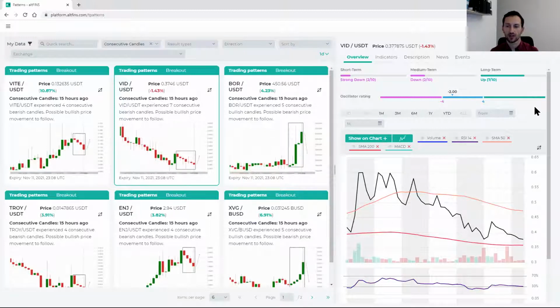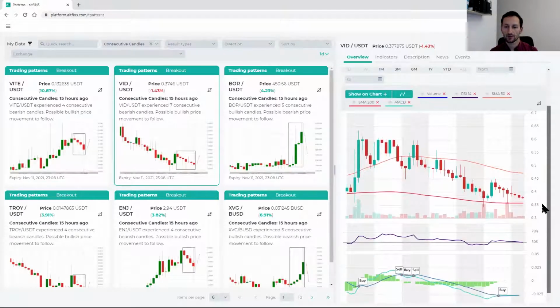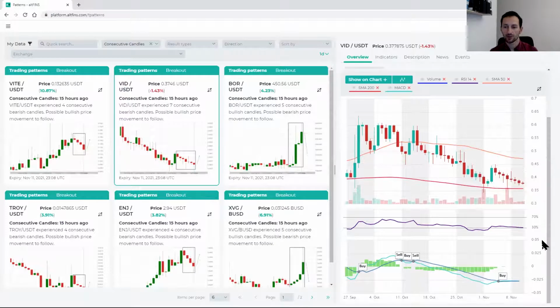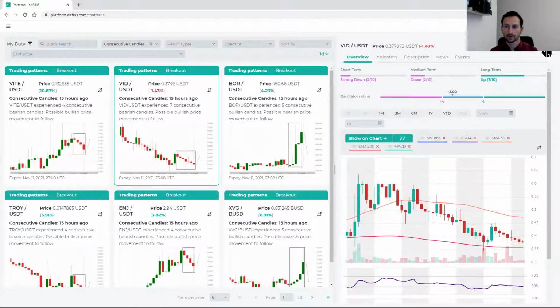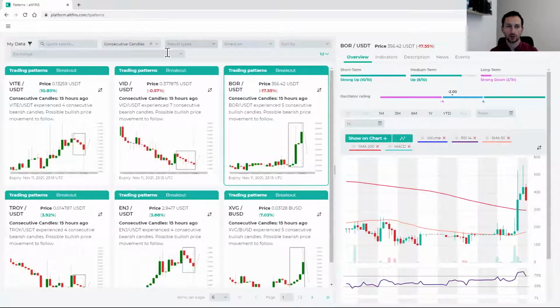In the long term, it's up. So this could be a bit risky. But what I like about this, for example, is that not only have we had multiple down days, but we're also approaching the 200-day moving average, which typically acts as a solid dynamic support level. So these consecutive candles could be of interest or could be leveraged.